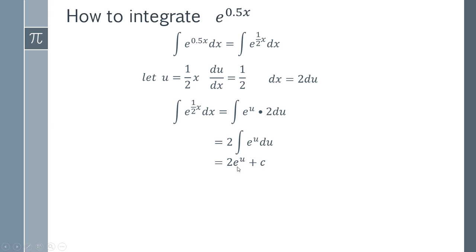This is almost our answer, but we have to remember that we did a substitution. So we know that u here is equal to a half x. So we can simply replace that u with a half x, and that will give us our final answer. So you can now integrate e to the power 0.5x and get that answer.